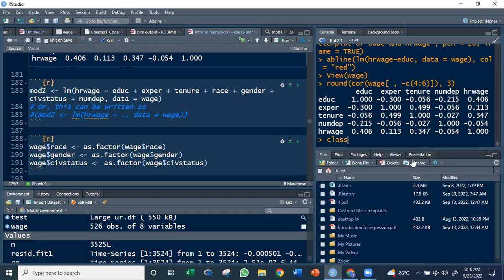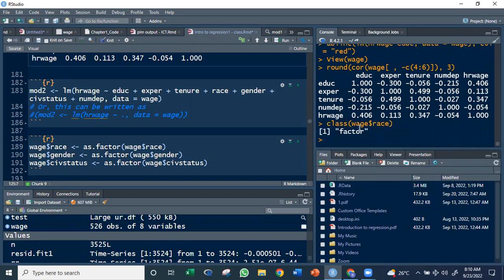So just be aware of that. Class, wage, race. Race is a categorical variable. So let me check. I already converted it as a factor.